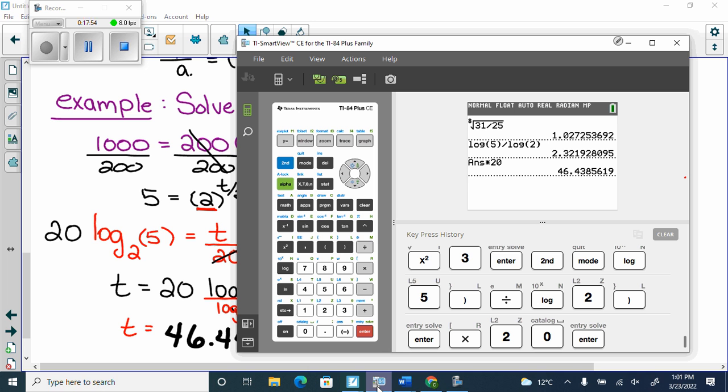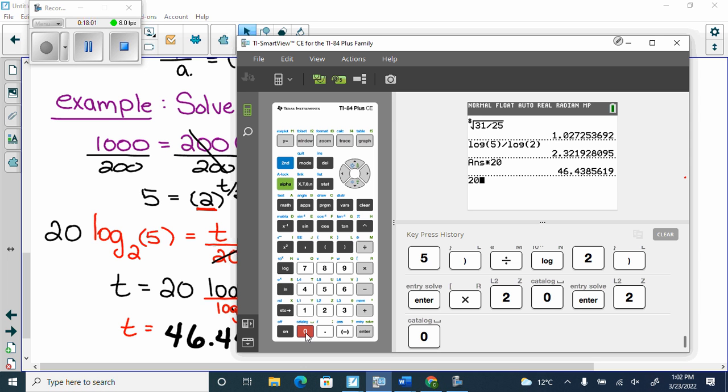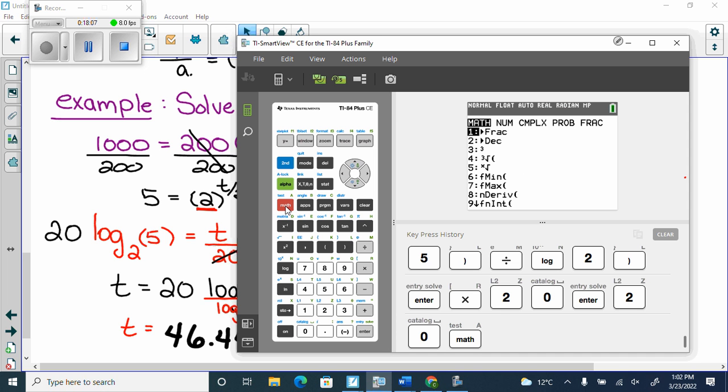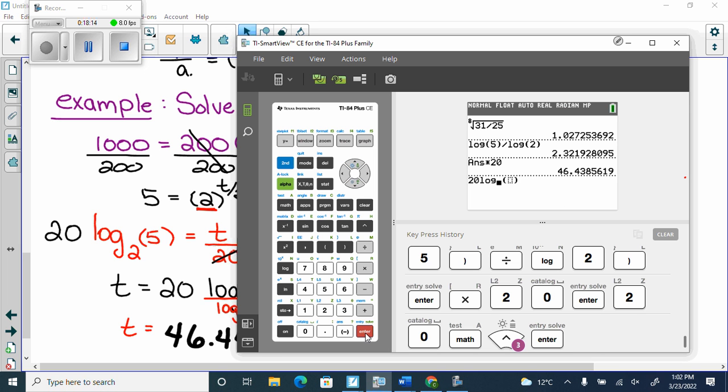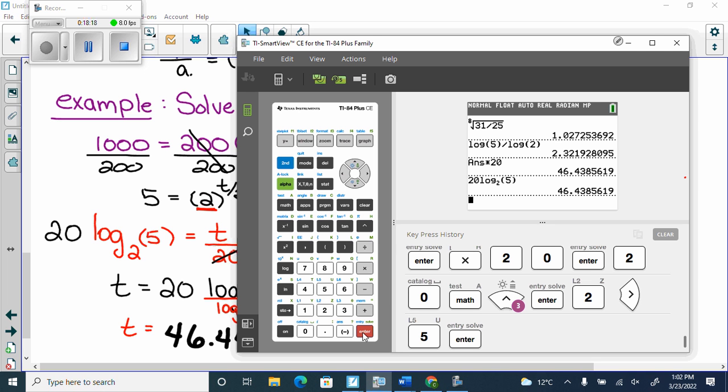Ready? Paying attention? We're going to go 20, because we're going to make it look exactly like what I have there. I have 20, and then it's log base 2 of 5. We agree? So you're going to go math, and you're going to arrow up to get to the bottom faster. And there's a log base button. You hit enter, and then you just type it in the way it looks. Same answer. So the log base button is nicer, but it's not essential.